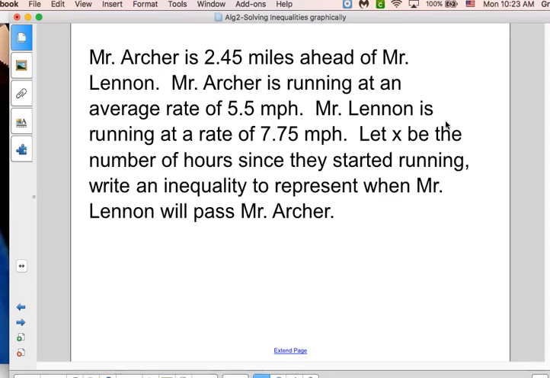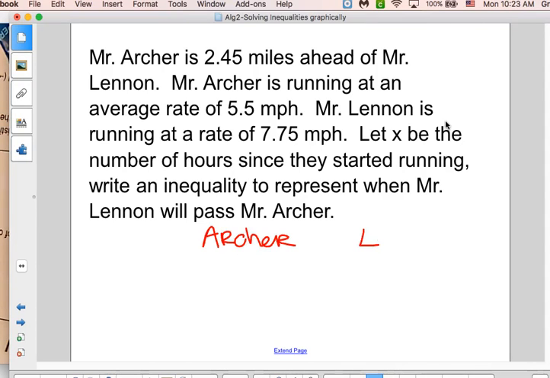Those are really important because if you know your rate, that's the thing that changes each time, right? So if you think of the slope formula, like mx plus b, your rate is the thing that goes with your x, because slope is just rate of change. So the two people we're comparing here are Archer and Lennon. So now you should start writing what I write down.